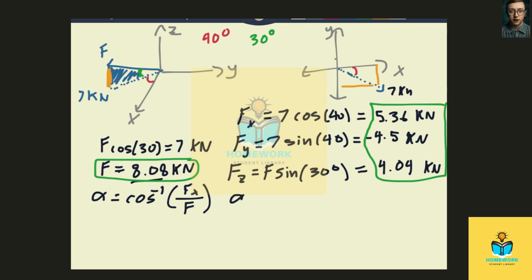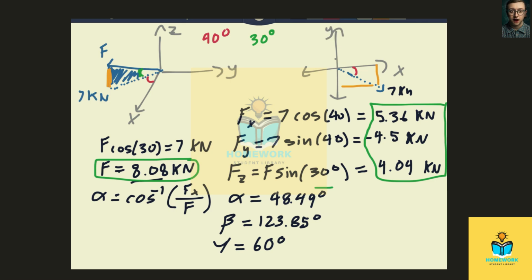alpha will come out to be 48.49 degrees. And remember, that's the angle that our force forms with the x-axis. Beta will come out to be 123.85 degrees. And lastly, our gamma will come out to be 60 degrees. Okay, so those are our final answers. Those are the coordinate direction angles and the magnitude of our force.